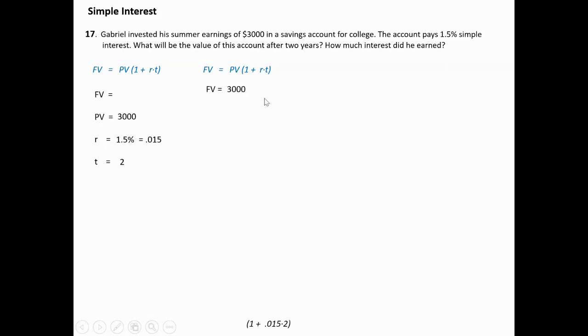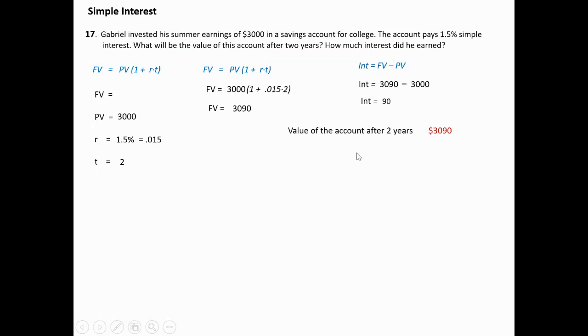My PV is 3,000 times 1 plus 0.015 times 2, so it's going to give us 3,090. Then to find the interest, we're going to subtract the present value, 3,000, from the future value. So 3,090 minus 3,000 is going to give us 90. So the future value, guys, after 2 years is going to be $3,090, and the interest earned was $90. So this is the answer for part A, and the 90 will be the answer for part B.